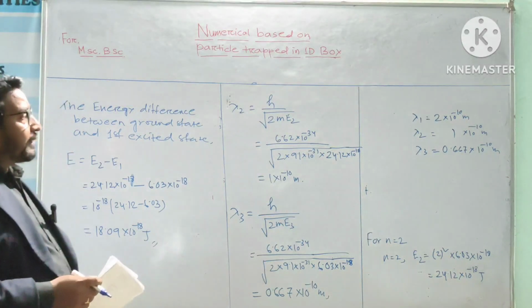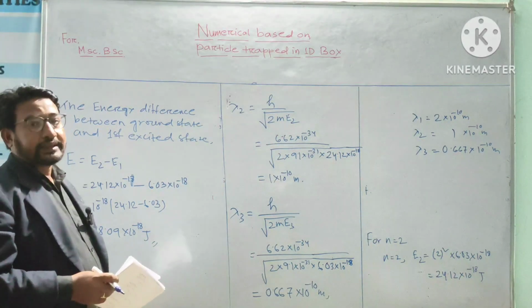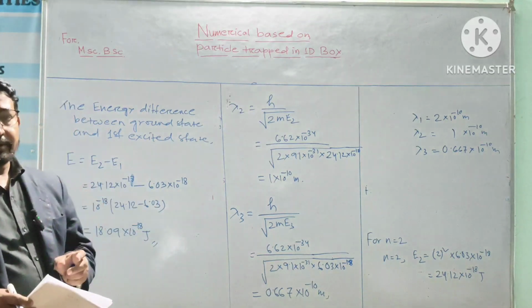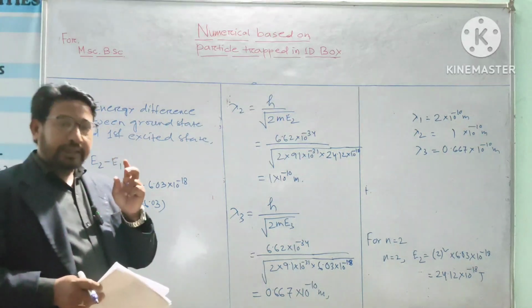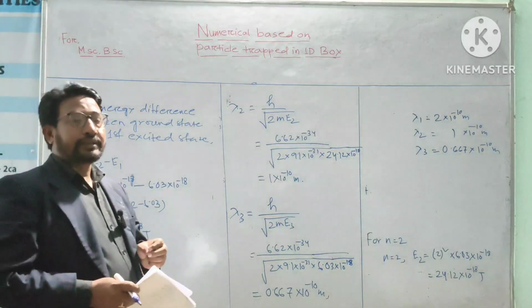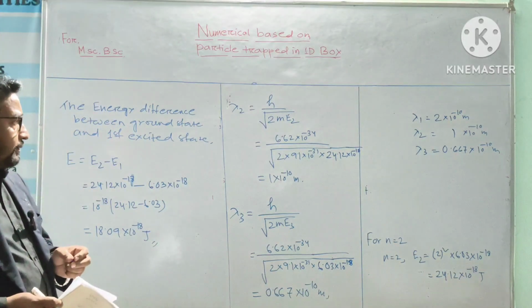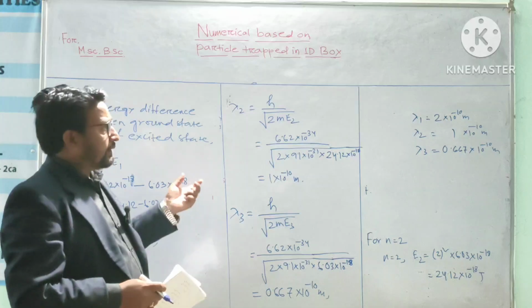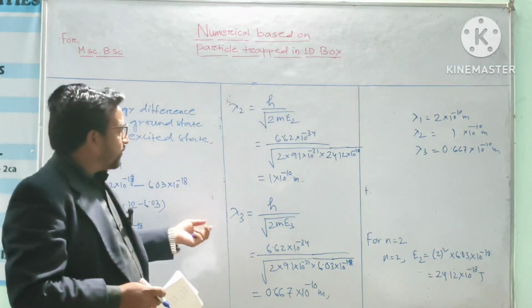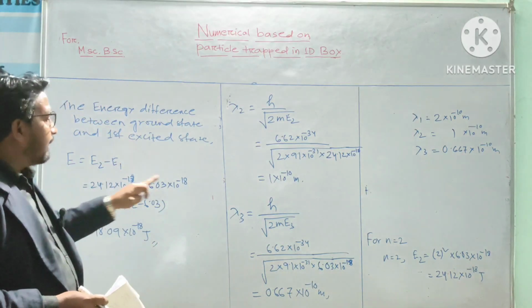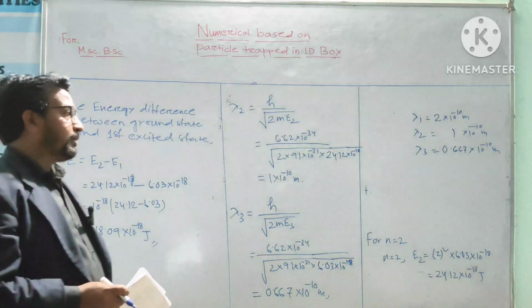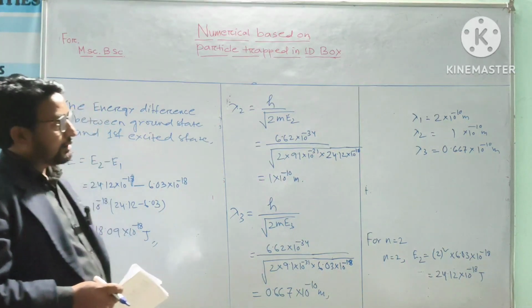First of all, we are going to find En equals n square h square divided by 8 m L square. This is the expression of energy associated with a particle trapped in a one-dimensional box. First we are going to find the energies E1, E2, E3 corresponding to n equals 1, 2, 3, and second, we are going to find lambda 1, lambda 2, lambda 3, the de Broglie wavelengths corresponding to n equals 1, 2, 3. Okay, thank you.